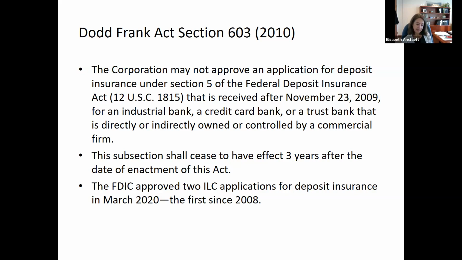But the FDIC did show some willingness to grant FDIC insurance. If you're thinking back about the timing, you may remember there was a different administration in charge of appointing the executives at the FDIC, which may explain why these applications were approved.